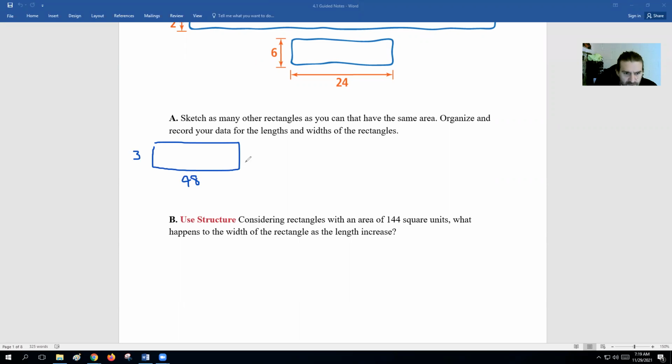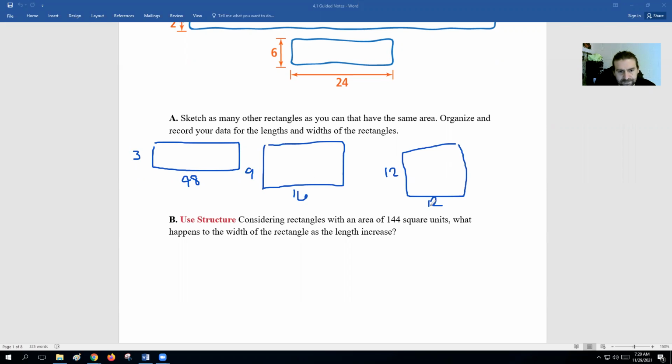I know we can divide 144 by 9. Yeah, that's 9 by 16. Then we can actually have a perfect square, just like I drew, a 12 by 12. Those are all different ones.